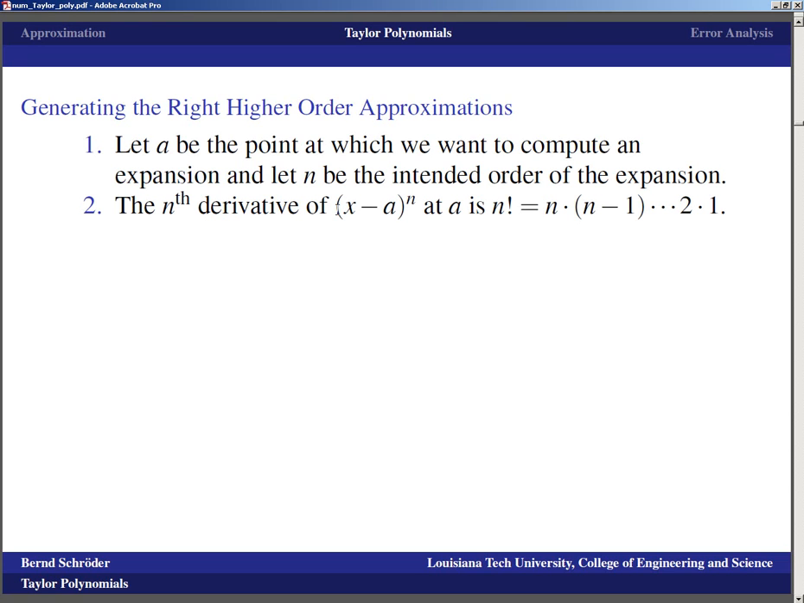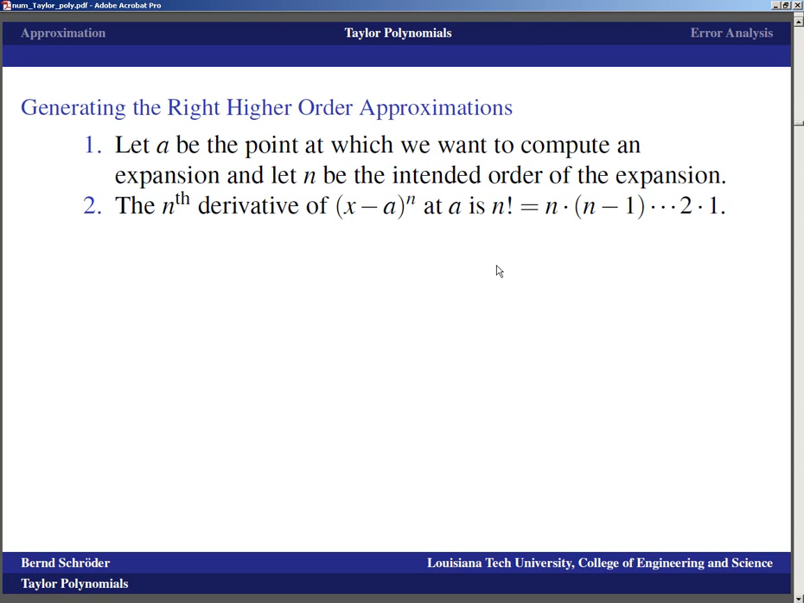The nth derivative of the monomial, I guess that's a monomial with a center at a. The nth derivative of (x minus a) to the n at the point a, what is that? Well, let's see, you differentiate a power, what happens is that the exponent comes down and then the exponent is reduced by 1, right? So the first derivative of this will be n times (x minus a) to the n minus 1. Second derivative, n times (n minus 1) times (x minus a) to the n minus 2, and so on, and so on, and so on.